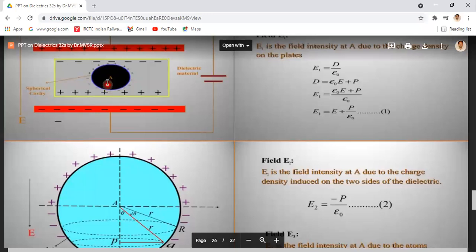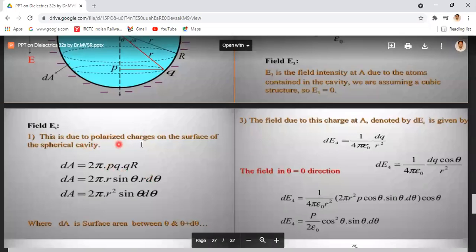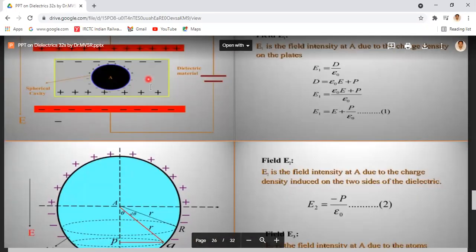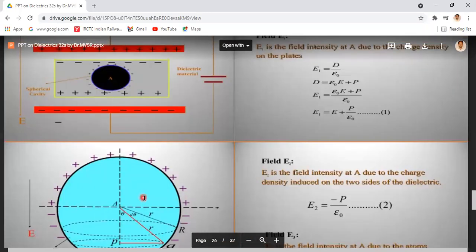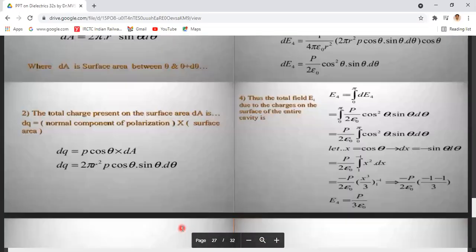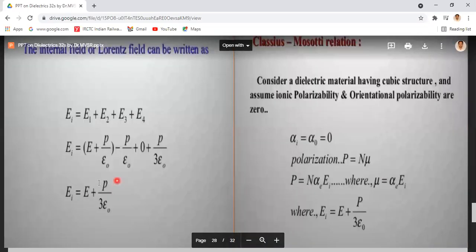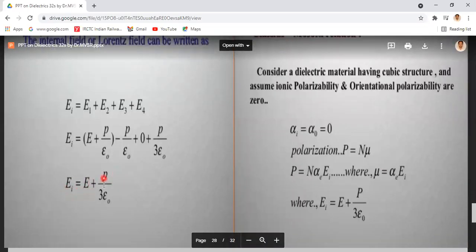E3 is the electric field intensity due to atomic dipoles inside the spherical cavity, and E4 is due to polarized charges on the surface of the spherical cavity. Because of these charges on the spherical cavity, the field is E4. Because of all these 4 contributions, you calculate the local field. E_i is equal to E1 bar plus E2 bar plus E3 bar plus E4 bar. So totally you get the expression for the local field: E_i is equal to E bar plus P by 3 epsilon naught.